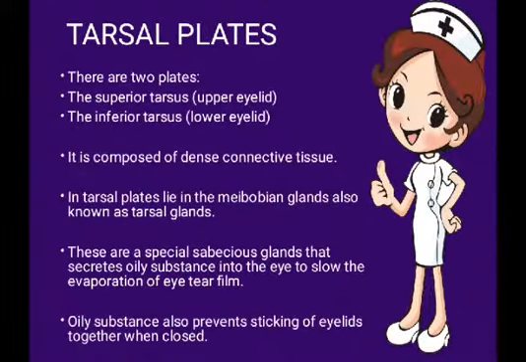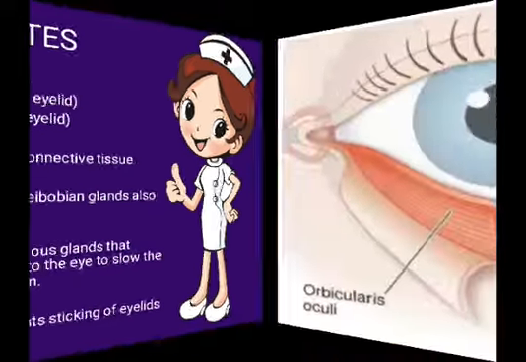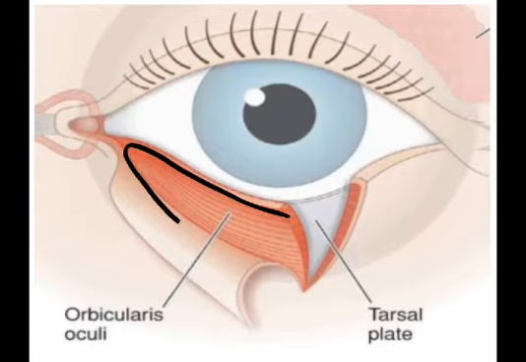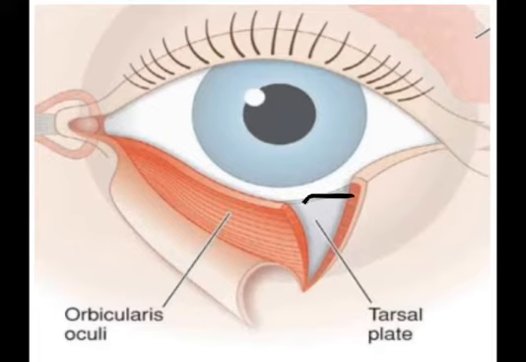Let's move to the third layer, that is tarsal plates. Now there are two tarsal plates. First one is superior tarsus, which is in the upper eyelid, and the second one is inferior tarsus, which is in the lower eyelid. Now this is the skin, which means it is the first layer. After the first layer there is orbicularis oculi, and the third one is the tarsal plate. Each eye consists of two tarsal plates, upper as well as lower. This is the lower tarsal plate.